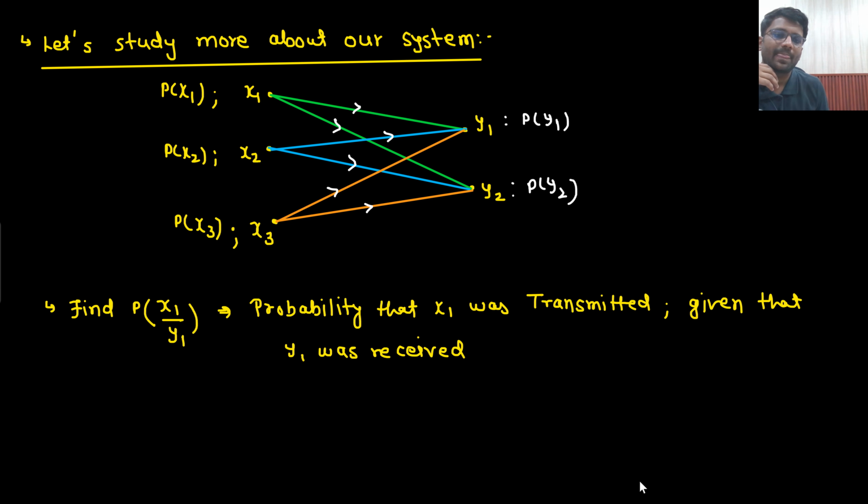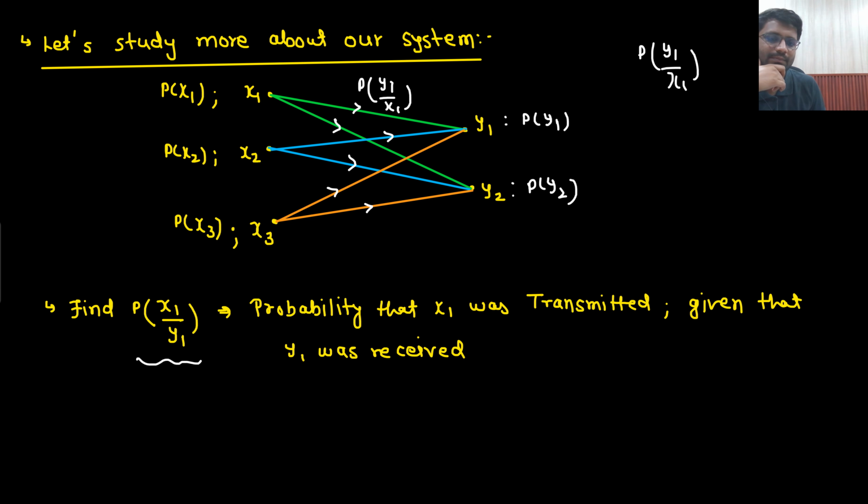Now, what are they asking? Do I already know the probability of receiving y1 given that x1 was transmitted? Yes, sir. It has been written here. Probability of receiving y1 given that x1 was transmitted. Do I know y2 by x1? Yes. Do I know y1 by x2? Yes. Do I know y1 by x3? Yes. Do I know y2 by x2? Yes. Do I know y2 by x3? Yes. But do I know the probability of x1 by y1?